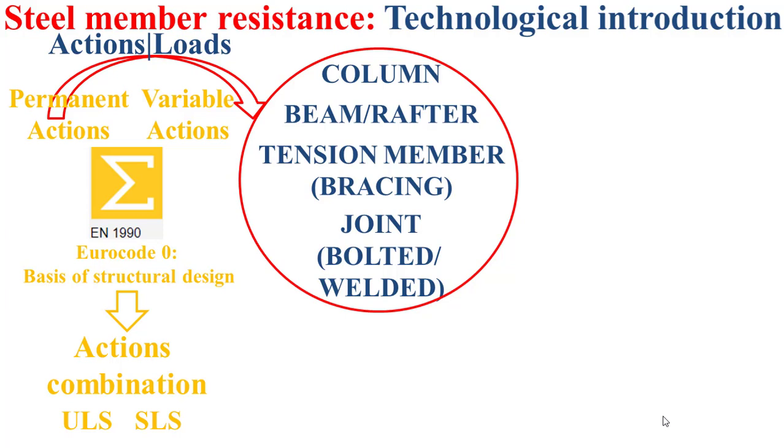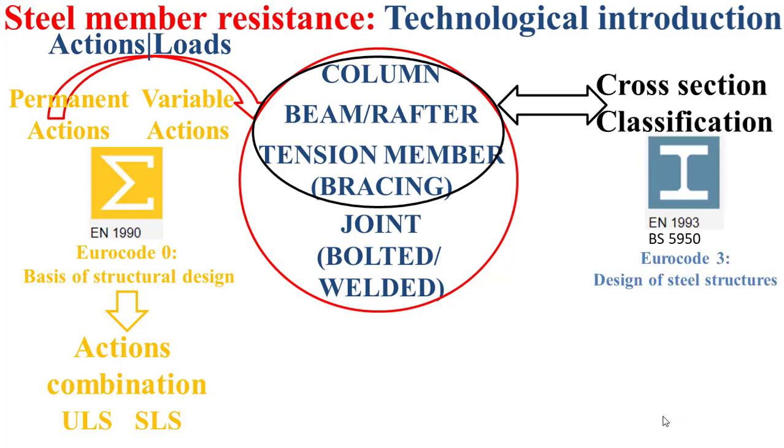Note here that columns, beams, rafters, and tension members are characterized by a certain cross-section class. So, based on the Eurocode 3, which handles the design of steel structures and which is related to the European standard EN 1993 and the British standard BS 5950, we will apply these Eurocode 3 standards in order to determine the cross-section class for each type of member. And I will explain this in detail in the next educational video.